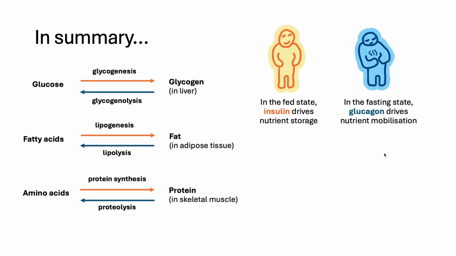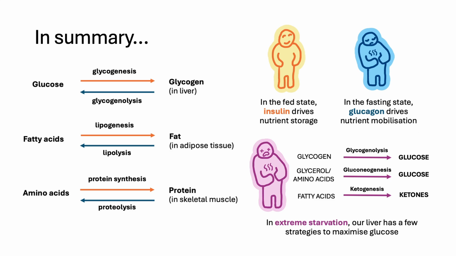In the fasting state, we're going to do the opposite. We're going to break down our stored forms into the building blocks so that we can use them as fuel, and glucagon drives this process. And then finally, in extreme starvation, our liver has a few strategies to maximize glucose, and that's glycogenolysis, gluconeogenesis, and ketogenesis. And so this one slide summarizes all the biochemical reactions that we've talked about today and the situations in which this occurs. Great work on making it towards the end.